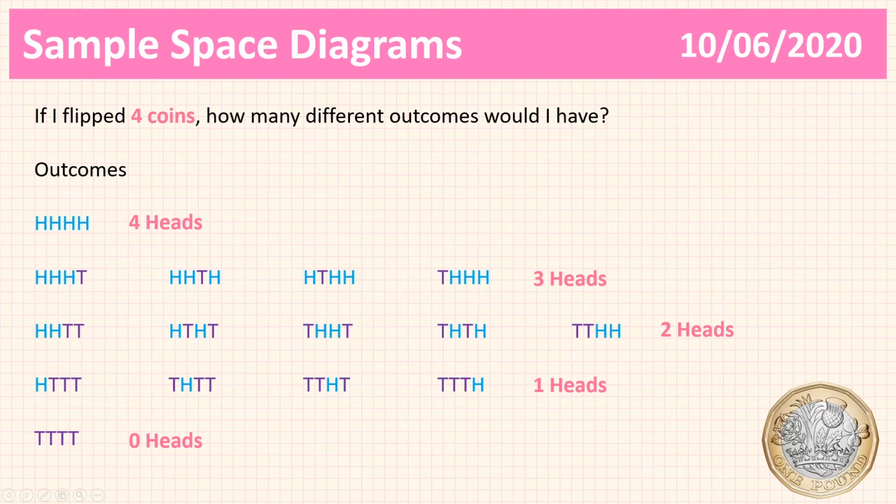So where might we find the limitations of listing outcomes? Well, if you think about it, this may have been very difficult. What if I had 100 coins?